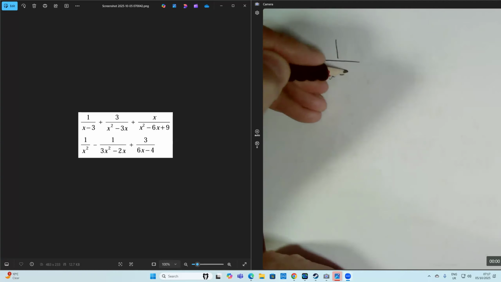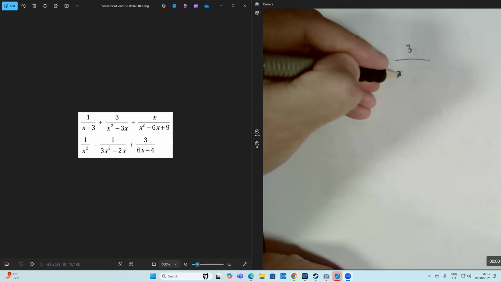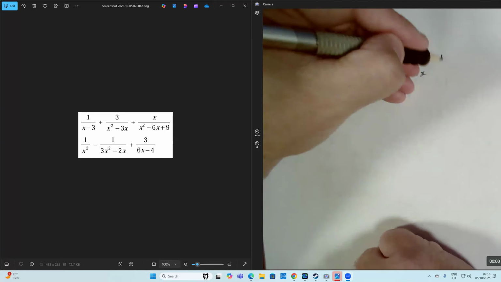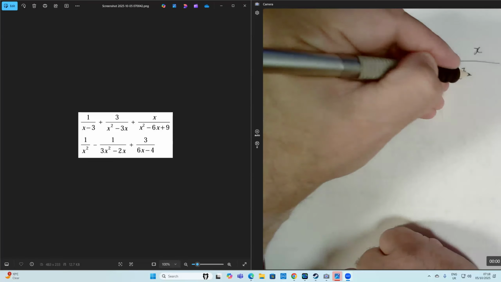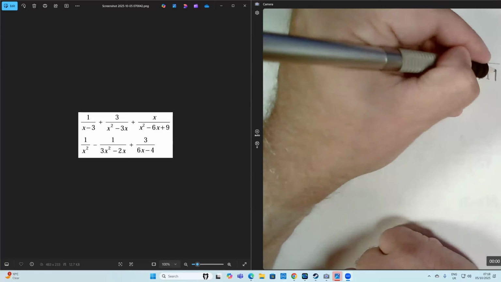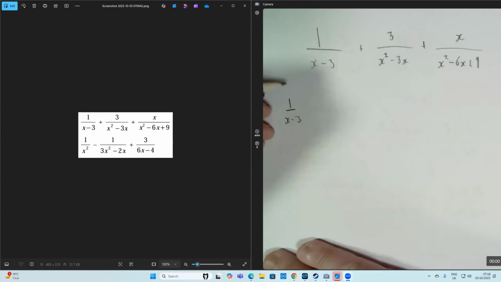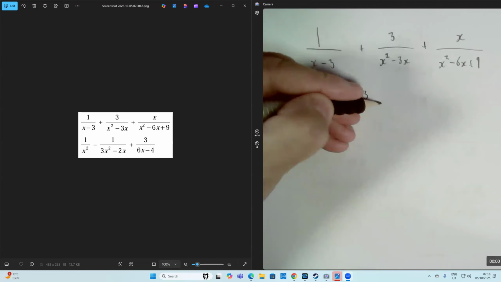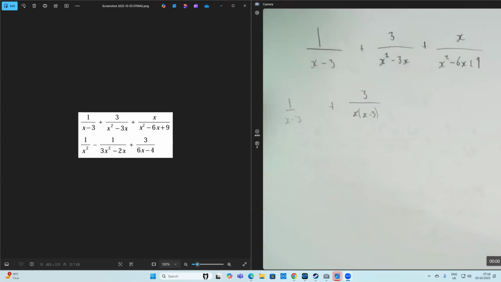The first thing to say is you need to factorize all of the various elements in the denominators in order to be able to establish what a common denominator might be for these. So let's have a look at what we've got here. The first one doesn't require any factorization. That's fine. That's 1 over x minus 3. Then what have we got here? The next one we can take out a factor of x from this, leaving us with x minus 3.